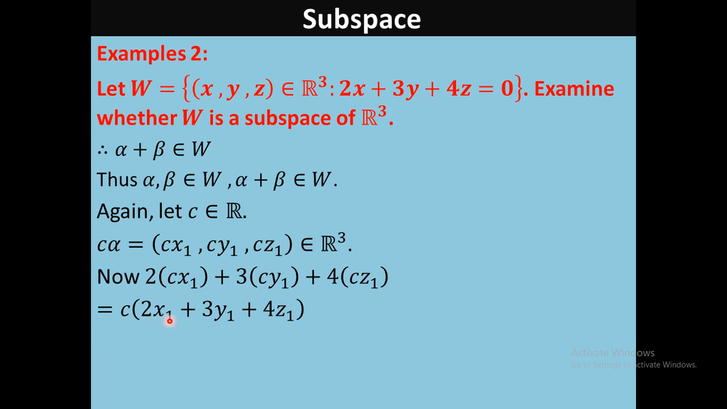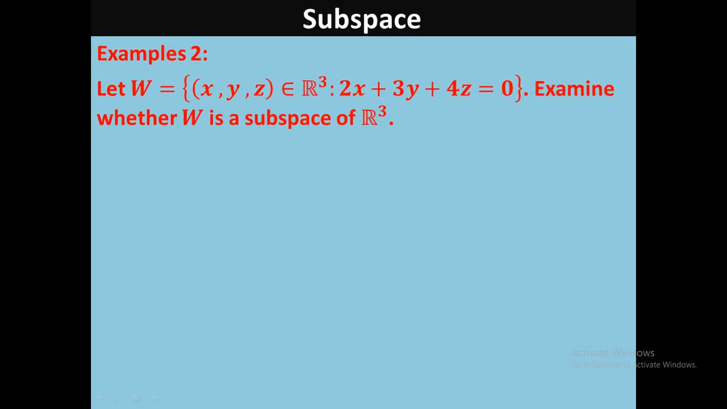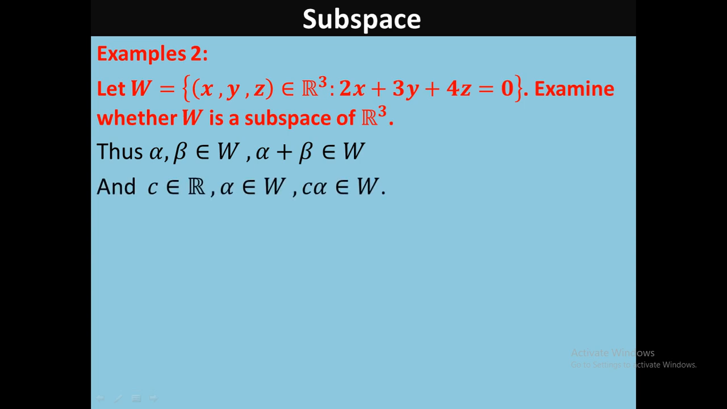Again this is actually 0 since the components of alpha are x1, y1, z1. So 2x1 plus 3y1 plus 4z1 equals 0. Therefore this is equal to C dot 0, that is 0. So C alpha is in W. Thus C in R, alpha in W implies that C dot alpha is in W. Thus we get two conditions for a subspace. The first condition was for all alpha, beta in W, alpha plus beta is in W, and the second condition, for all C in R, alpha in W, C alpha is also in W. Hence W is a subspace of R3.